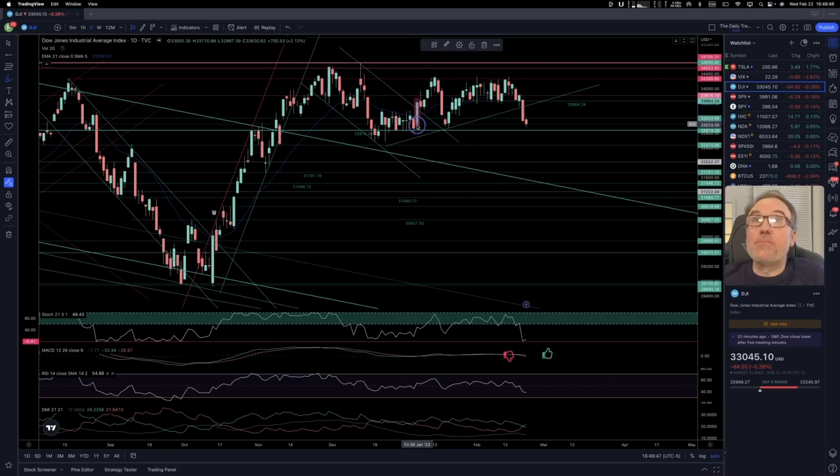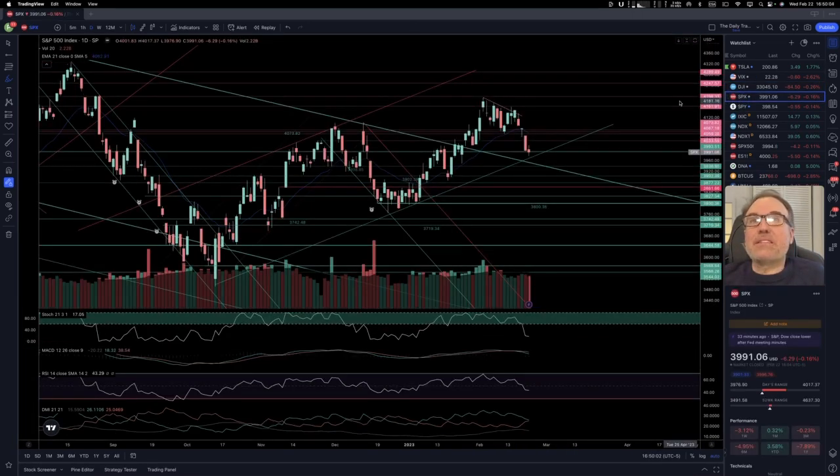Look at this one here. Big green candle, big red, green here, and this one is just a little bit undecided. So I kind of like to see that. Let's look at the S&P 500.